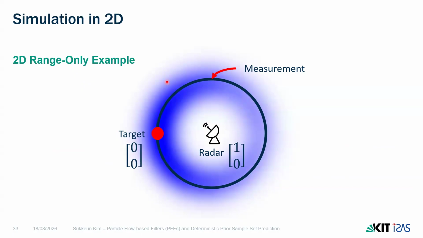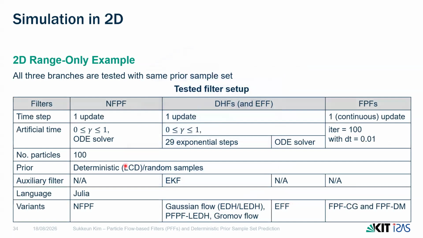So what we expect for the posterior is still kind of ring shaped, but more concentrated on this target area. We tested only one time step, which means we didn't really consider the time prediction at the moment. And the artificial time is defined as 0 to 1. But the key difference here is the Newton flow particle filter: we don't really need to define the artificial time step delta gamma, because it will just be selected by the ODE solver. The ODE solver will just give you that.